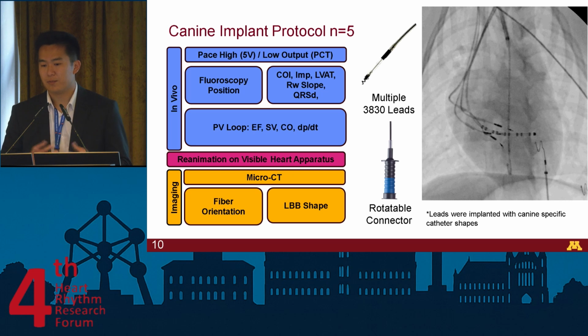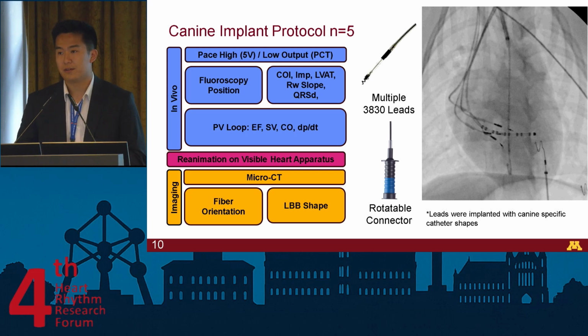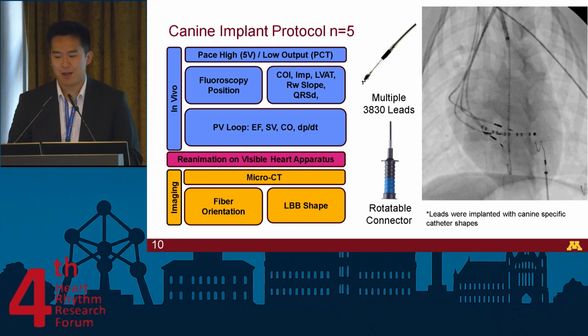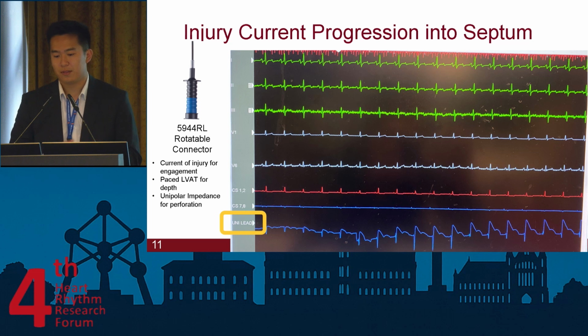During the implant protocol, once the leads were in place, we paced at high and low output. We used fluoroscopy to get into place, as well as putting multiple 3830 leads across the septum. This is a very complex procedure, at least for me. And during the process, we used a rotatable connector, so we could pace unipolarly from the lead as we were screwing across to help us get an idea of depth.